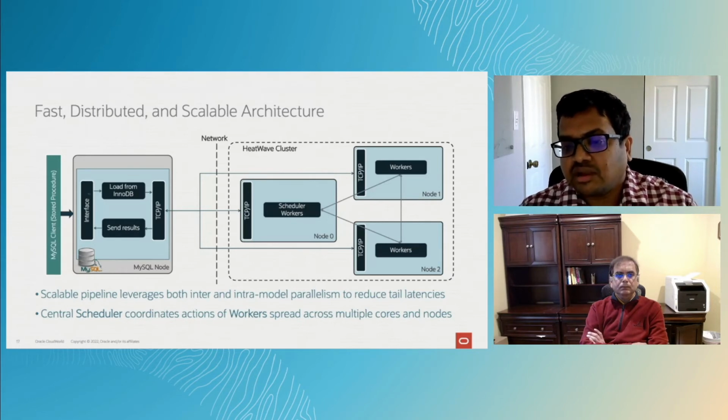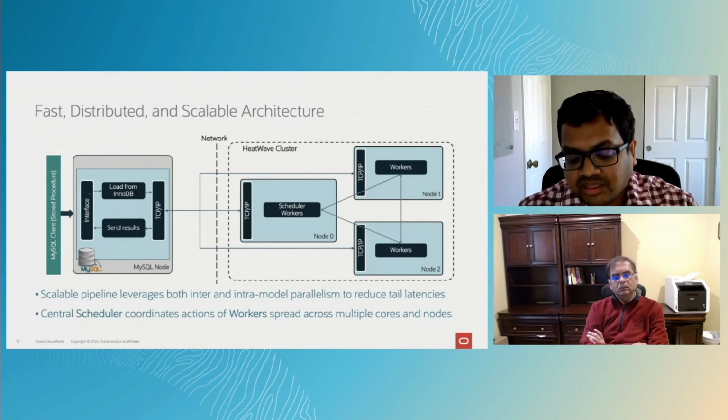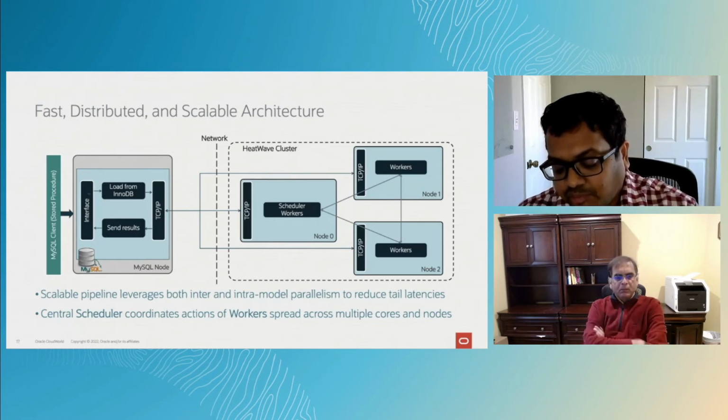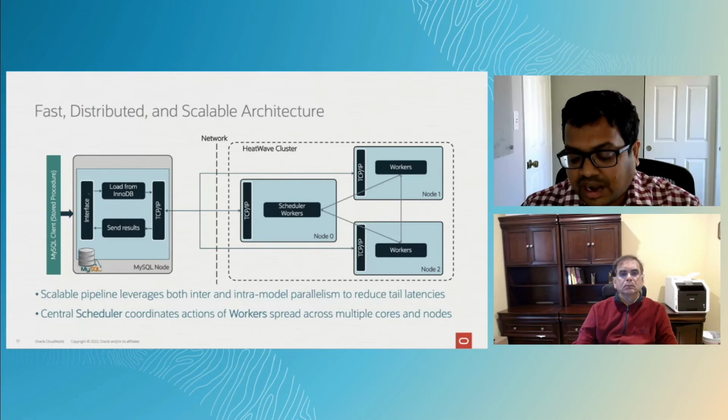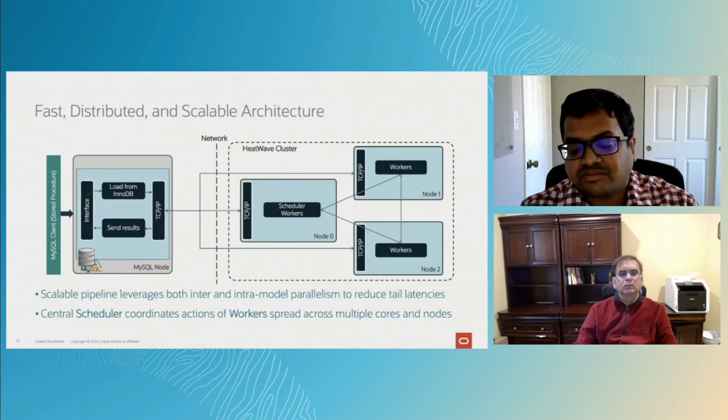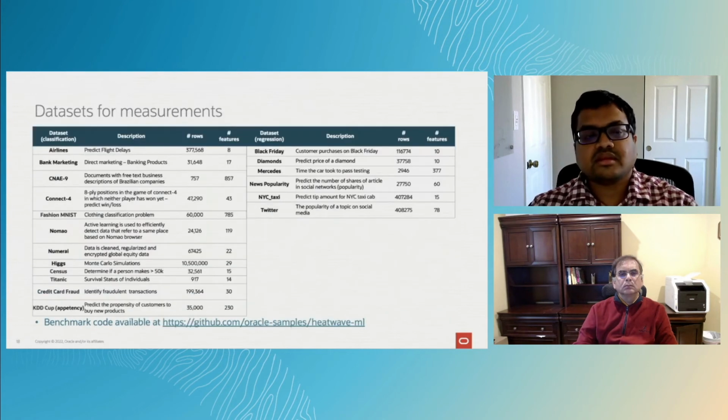So we have a scheduler node and we have multiple worker nodes. What HeatWave does is that every stage of the pipeline exploits both inter and intra-node parallelism. This allows us to exploit massive parallelism, making your training really, really fast.